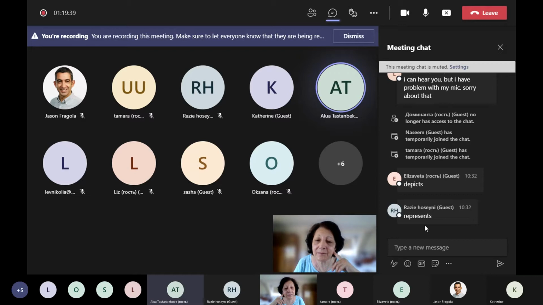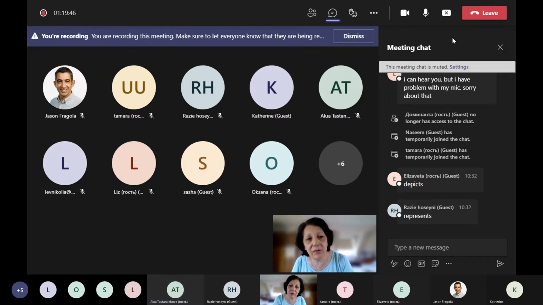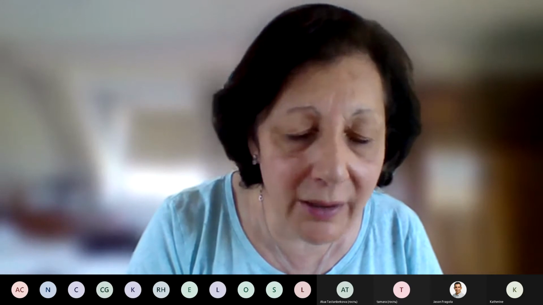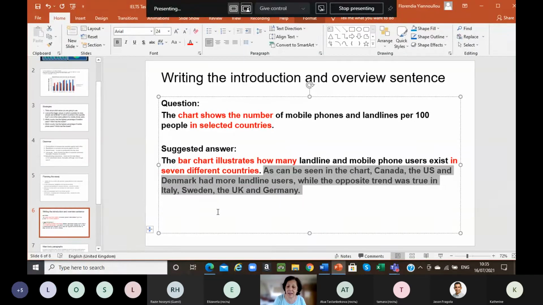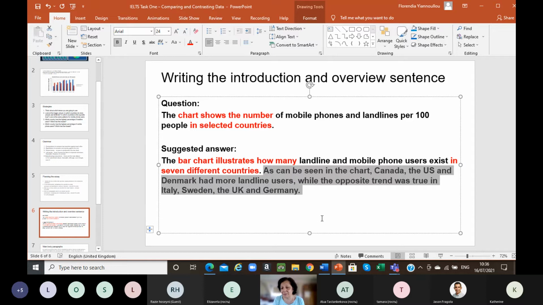Anyone? Maybe that's information in general. Exactly, it's the information in general. Information in general is often what you put in the conclusion as well. But if you see it, it's quite common in the IELTS exam to see it at the beginning. So you can use these phrases like, as can be seen in the chart, Canada, the US and Denmark had more landline users, while the opposite trend was true in Italy, Sweden, the UK and Germany. That is just an overview, yeah?